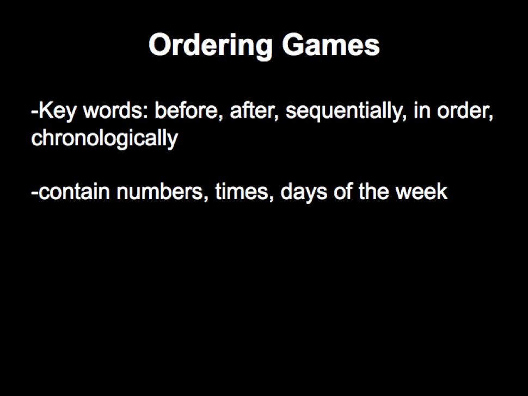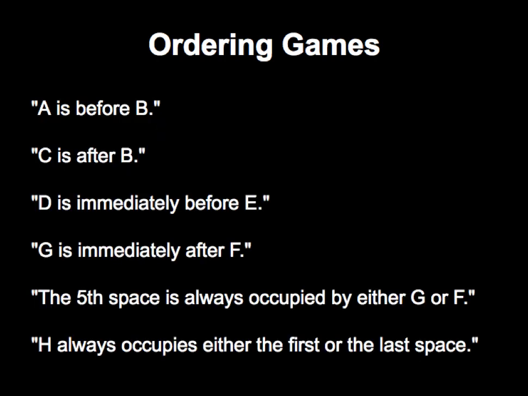In harder games, they might involve some elements of this, but also other things as well. But on average, if you see these keywords, you see these concepts, you're often going to be dealing with an ordering game. Here are some examples of typical ordering game rules: variables being before or after each other versus being immediately before or immediately after each other. Again, that idea of being adjacent or being consecutive. You'll often have variables being related to the first or last space as well.